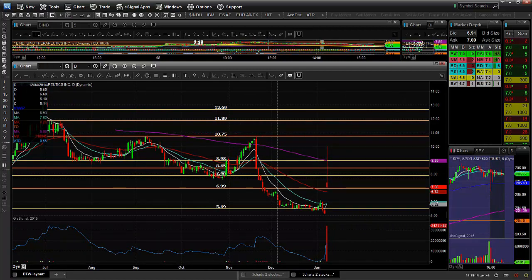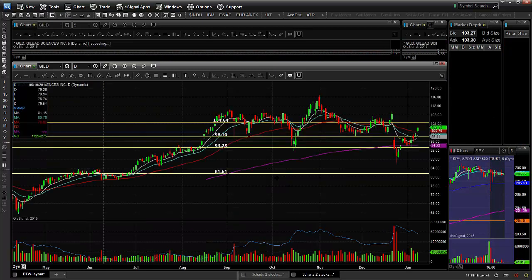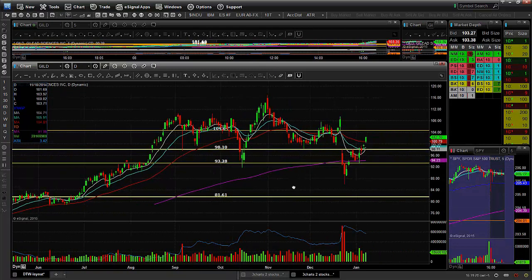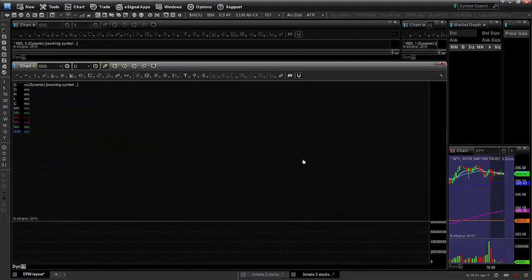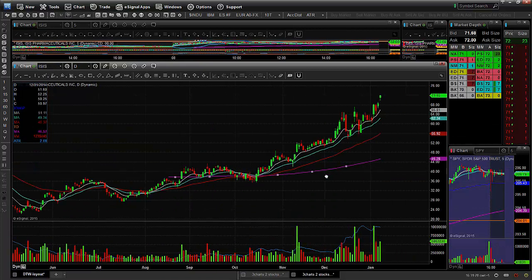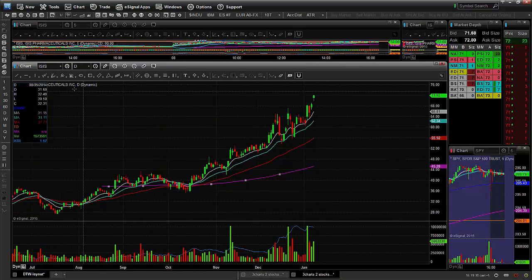Now on a stock, let's look at, got to think of a stock that might have some good trend line potential. This one's a little too crazy. ISIS. So, okay, we've got ISIS here. This has obviously been trending up for quite a while.